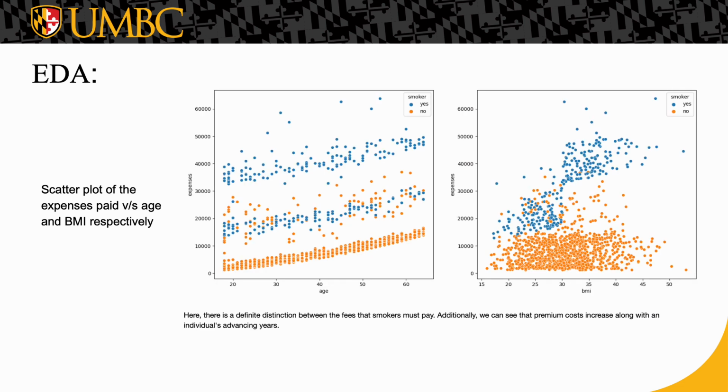Coming to the next slide, I have created a scatter plot for the expenses paid between the ages and BMI respectively, as you can see here. So here there is a definite distinction between the fees that smokers must pay. Additionally, we can see that the premium cost increases along with an individual advancing in years.